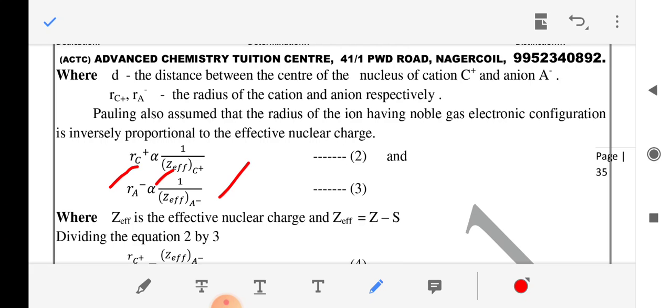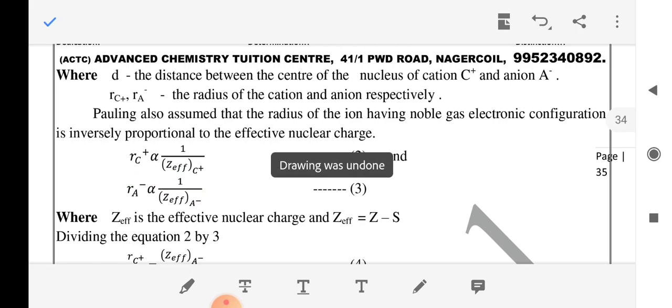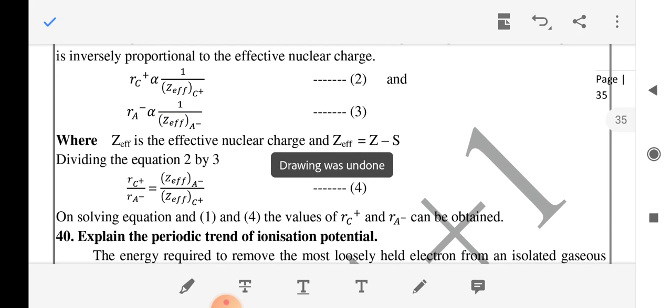Now for the effective nuclear charge, we divide equation 2 by 3. So we get Rc plus over Ra minus, in terms of the cation and anion charges.